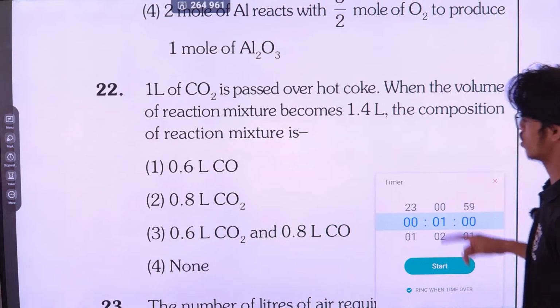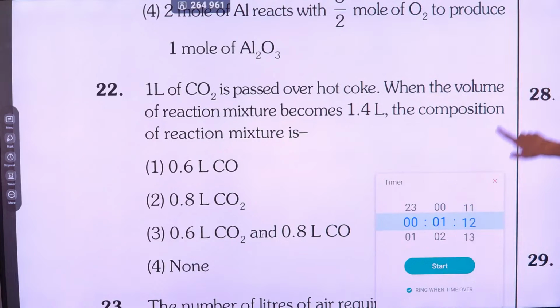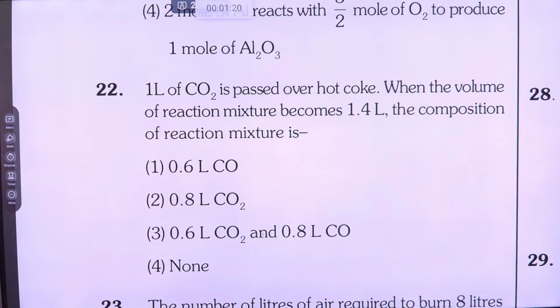I'll give you 20 seconds extra for this problem. Try to do the problem, guys. 1 liter of CO2 is passed over hot coke. Hot coke is carbon, and the volume becomes 1.4 liter. The composition of the reaction mixture is?